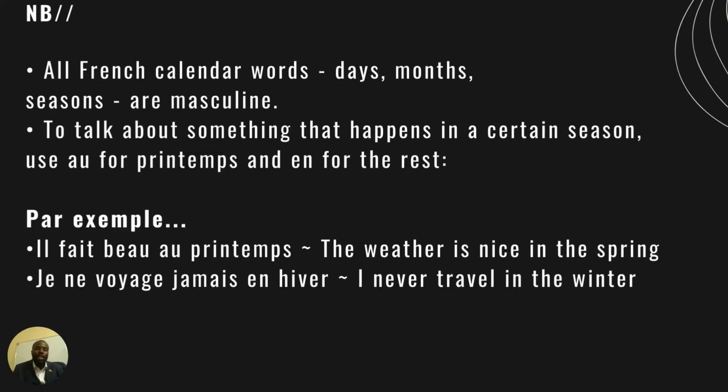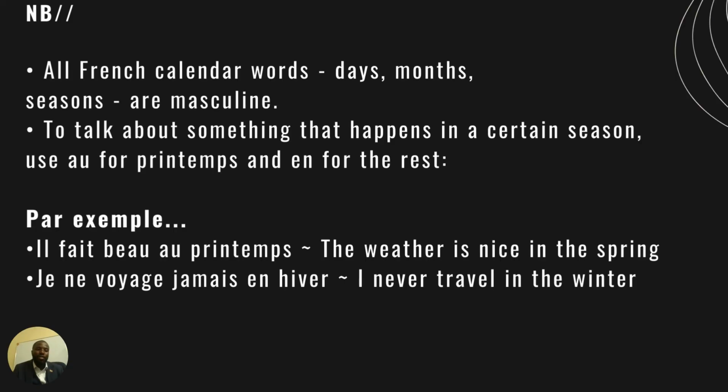To talk about something that happens in a certain season, we use au for printemps and en for the rest. So if you remember, when you want to talk about something that happened in a certain month, we use en, which is a preposition, but for printemps, we use au. It's pronounced as o. For example, il fait beau au printemps. It means the weather is nice in spring.